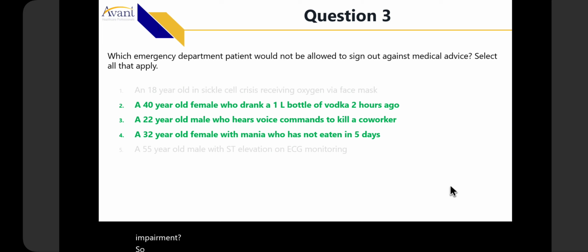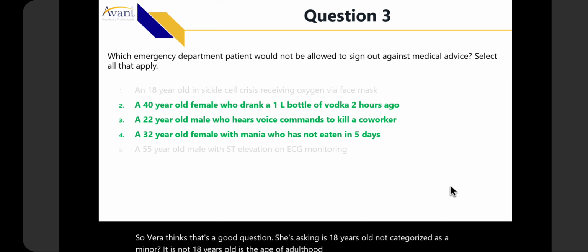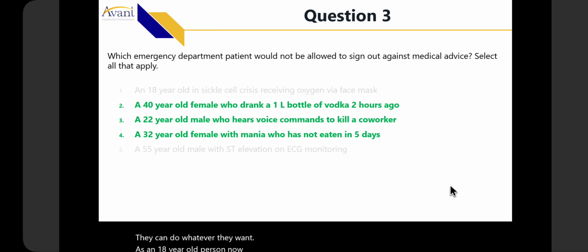So Vera thinks that's a good question. She's asking, is 18 years old not categorized as a minor? It is not. 18 years old is the age of adulthood in the United States for most things, right? So there are some caveats to that, but in general, for most things, 18 years old is considered an adult. So they can sign contracts, make purchases, go live wherever they want to, leave home whenever they want to, they can do whatever they want as an 18-year-old person. Now, there are some caveats, right?